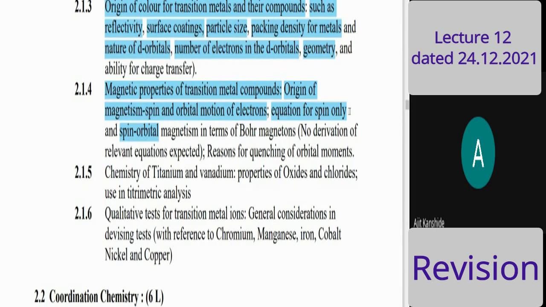I had given already the mathematical expression for spin only. What is the spin only formula to calculate magnetic moment mu? Square root of n into n plus 2 Bohr magneton. What is n? Number of unpaired electrons. And what is the unit for that? Bohr magneton.